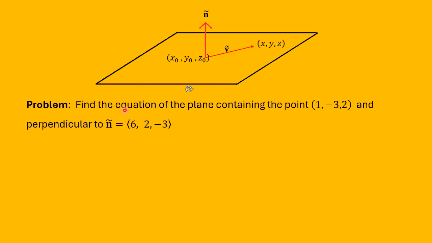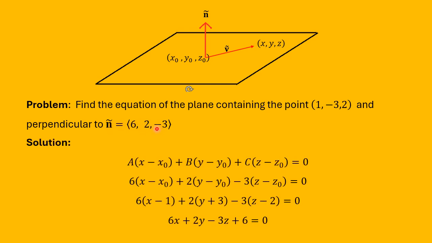As an example, let's find the equation of the plane containing the point 1, minus 3, 2 and perpendicular to the vector n, which has components 6, 2, and minus 3. Our solution can use what we just found. The formula for that plane in general is a times x minus x naught plus b times y minus y naught plus c times z minus z naught equals 0. A, b, and c are the components of that normal vector, which in this case are 6, 2, and minus 3. So we can write this equation this way.